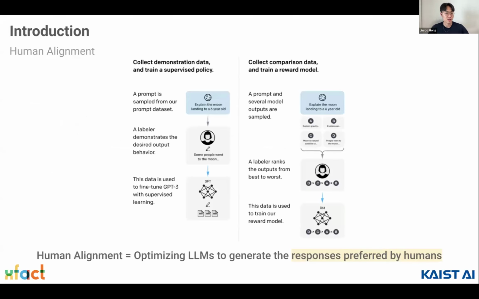Okay, so let's start with human alignment first. By saying human alignment, we are saying, in the context of LLMs, we are optimizing the LLMs to generate responses which are preferred by humans. Recently, language models are very capable of speaking out fluent responses, but whether they are preferred by humans or not is another problem.